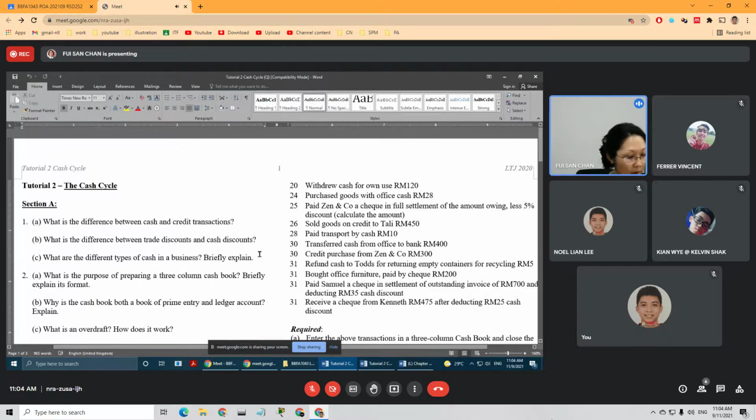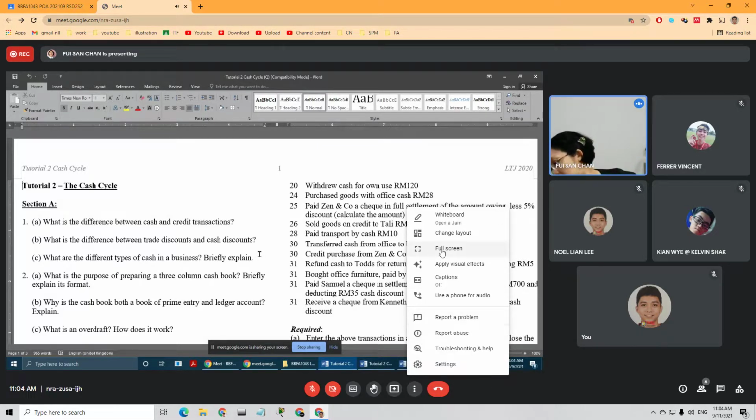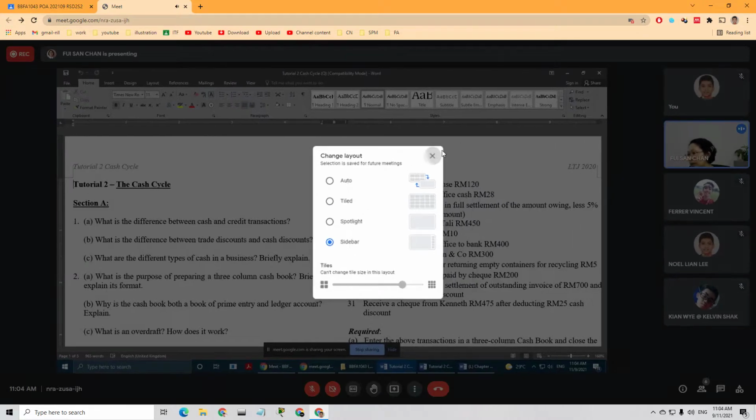If you do accounting, you must understand what is cash transaction and what is credit transaction. If you don't understand, your answer will be very messy. So this is actually very important. You must know how to differentiate this one. Cash means what? You pay cash immediately. Let's say you go to the shop, you get this thing, and you pay immediately. So that is actually cash.